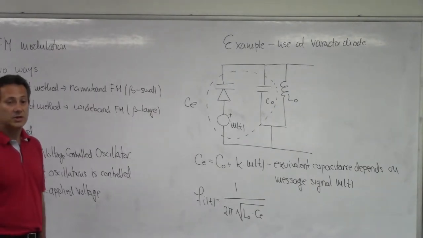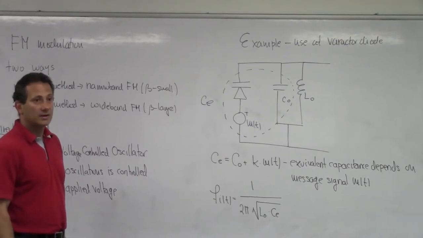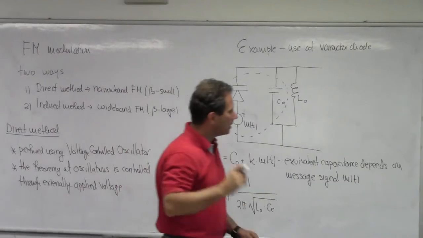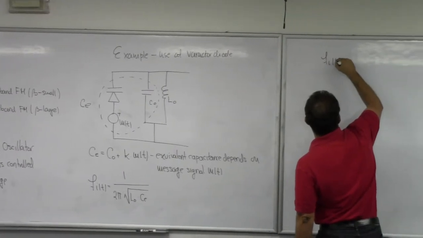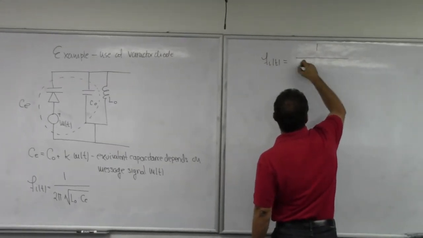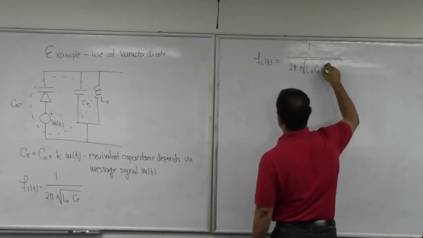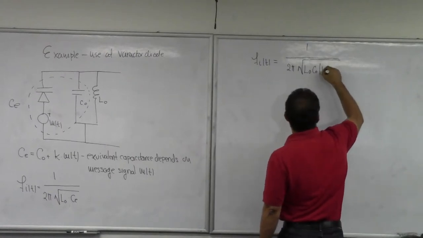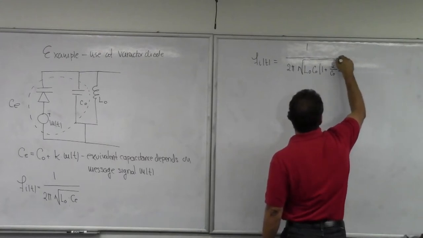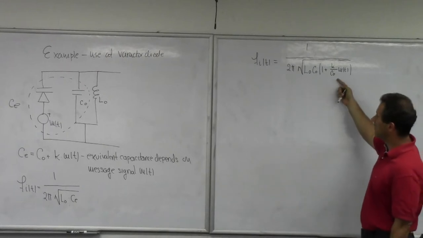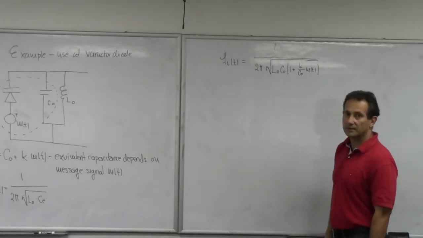So the resonant frequency will change as a function of the applied voltage m of t. Why? Because the equivalent capacitance changed. So let's do some little manipulation here to put this into a format that we desire. I can write this as 1 over 2 pi square root of L0 C0 times 1 plus k over C0 m of t. So what did I do? Instead of C equivalent, I wrote C0 plus k m of t, and then I took C0 outside.